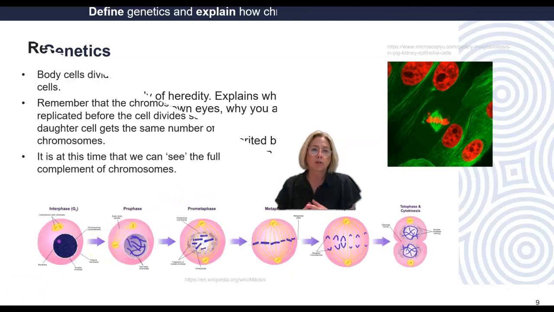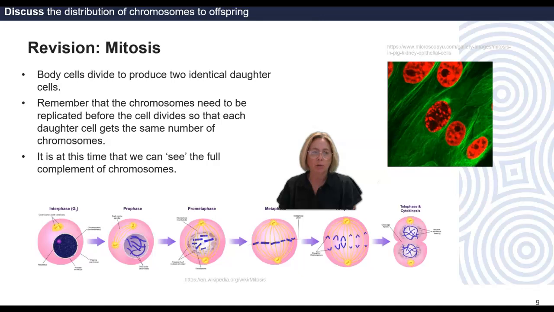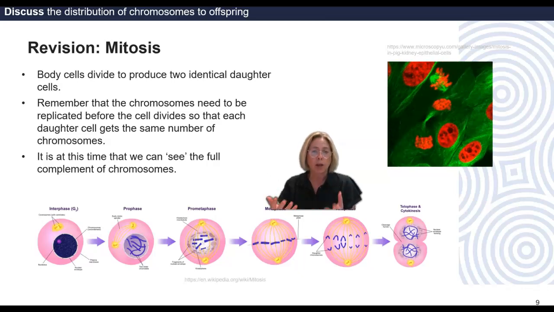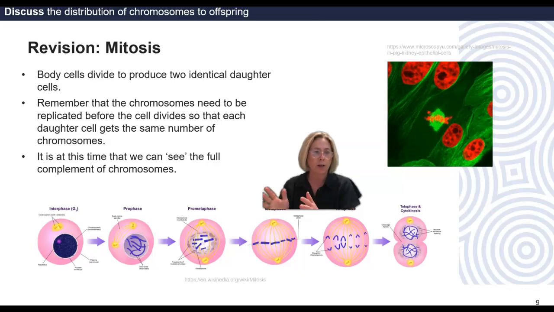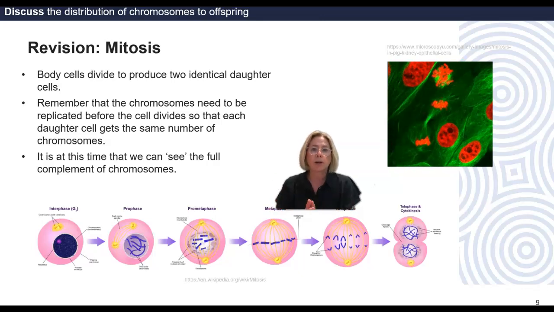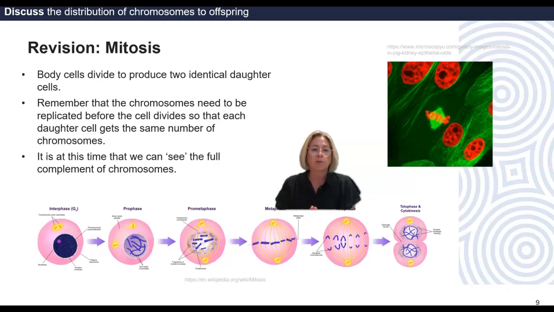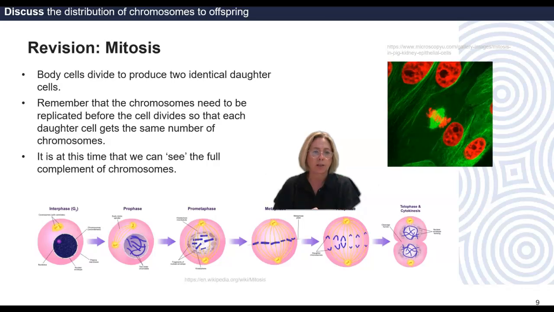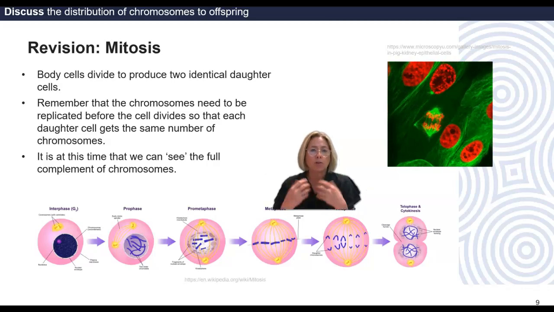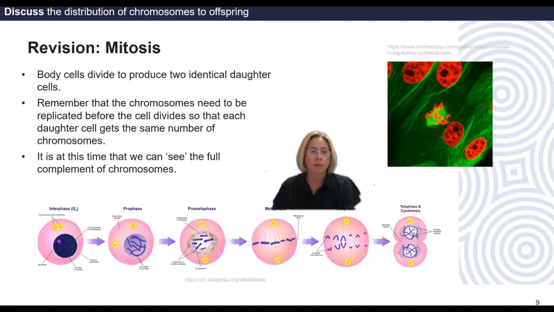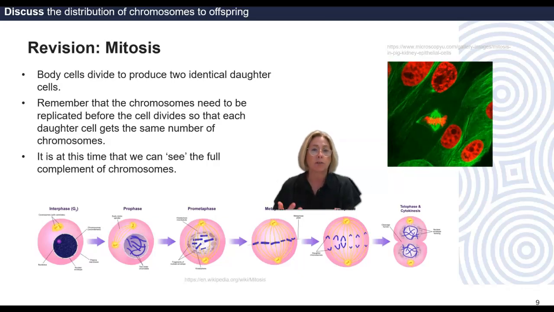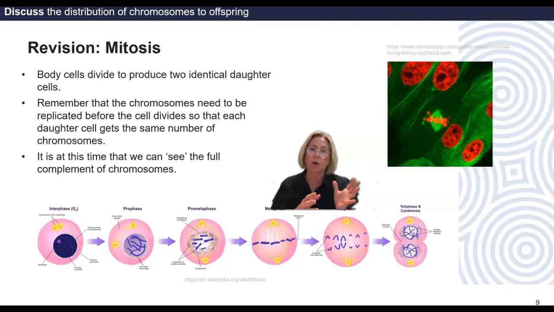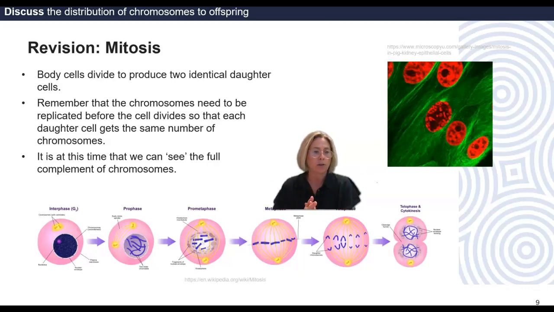All right, so we're just going to have to revisit mitosis and meiosis just for a couple of slides. And meiosis, of course, is going to be important in genetic variability, but I'll get to that later. So in terms of mitosis, everybody, body cells divide to produce two identical daughter cells through this process. Remember that all of the genetic material, so the chromosomes, need to be replicated before the cell divides, so that each daughter cell gets the same number of chromosomes as the mother cell.